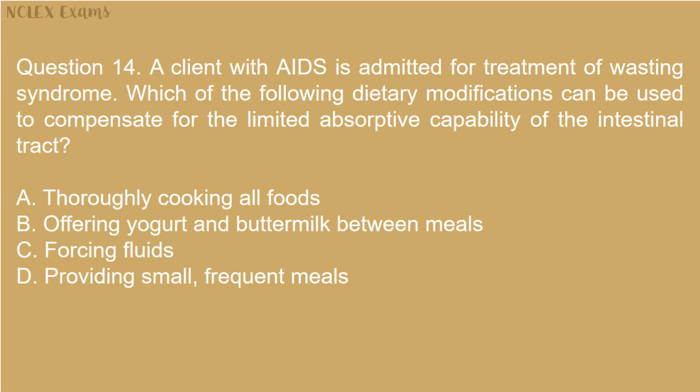Question 14. A client with AIDS is admitted for treatment of wasting syndrome. Which of the following dietary modifications can be used to compensate for the limited absorptive capability of the intestinal tract? A. Thoroughly cooking all foods. B. Offering yogurt and buttermilk between meals. C. Forcing fluids. D. Providing small, frequent meals.